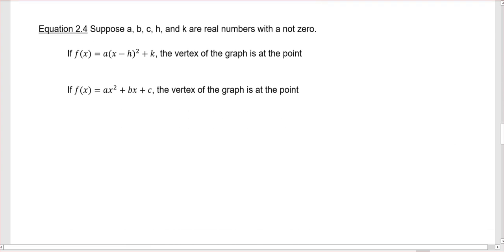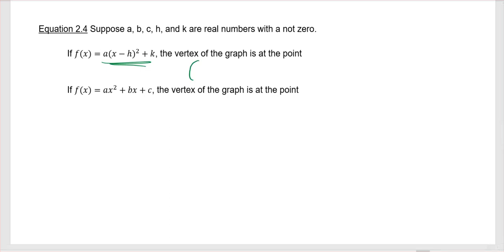So if we've got that all of these numbers are real, a is not 0. If we're given something that looks like this, we know immediately that's the vertex, right? h, k, that's great. But if we're given this, then we're going to have to complete the square.